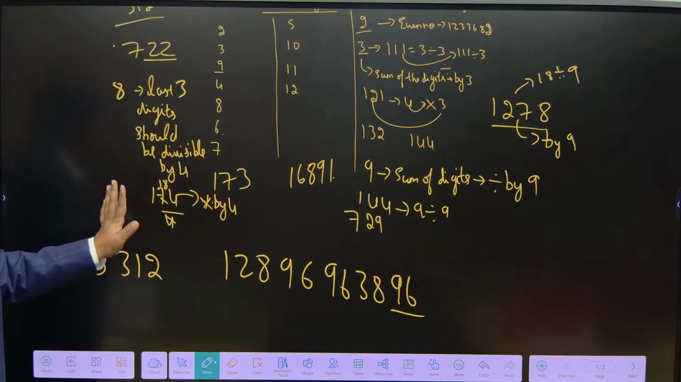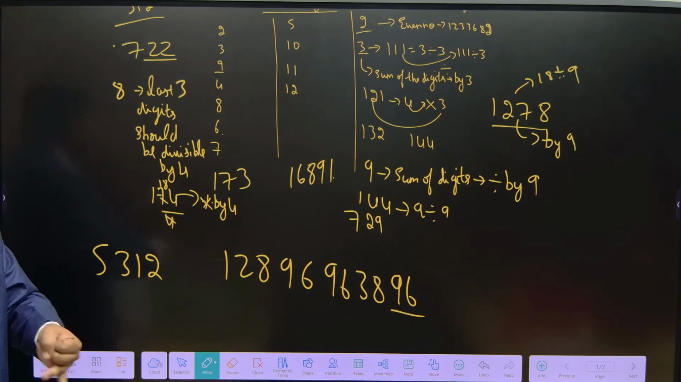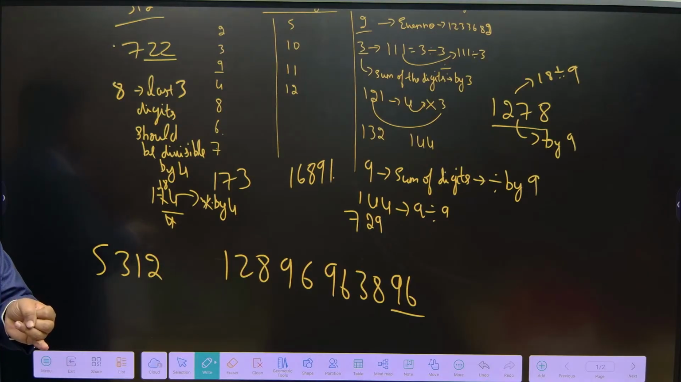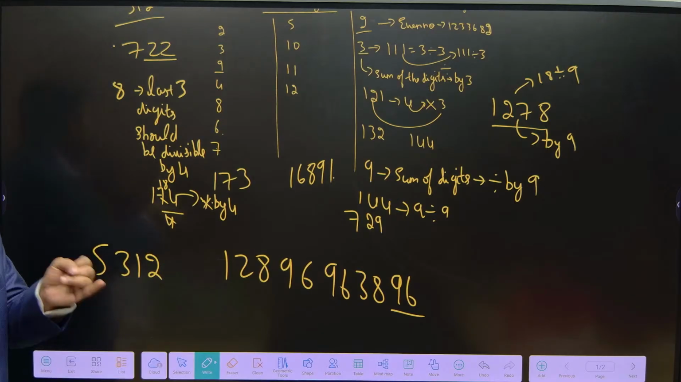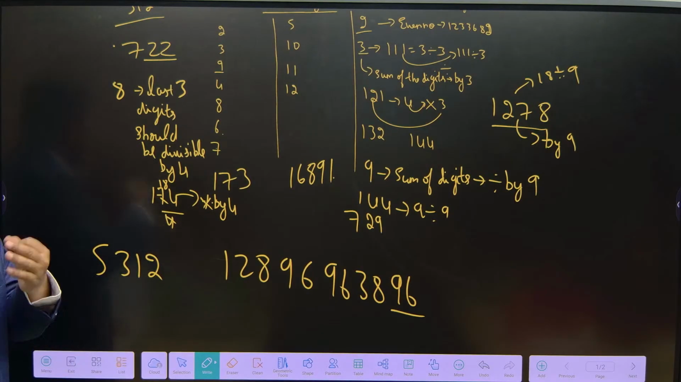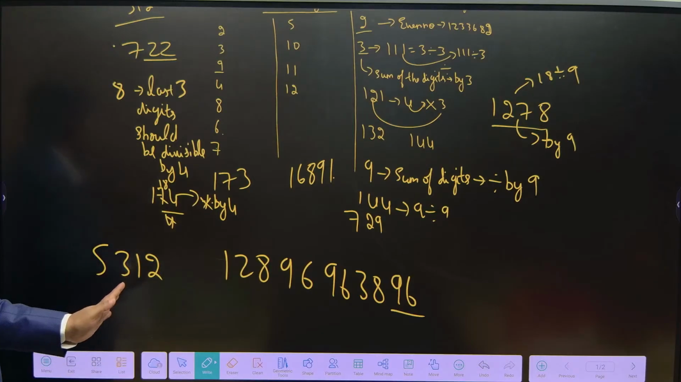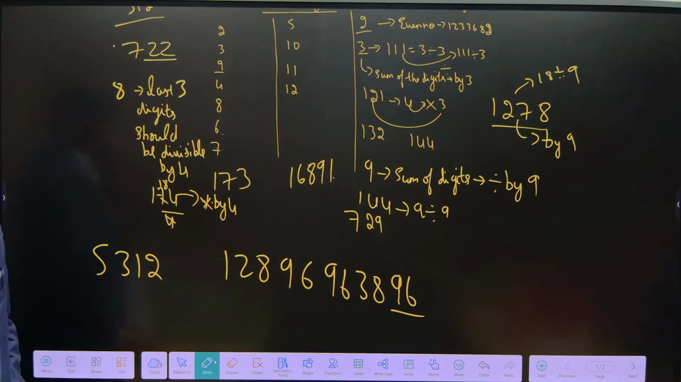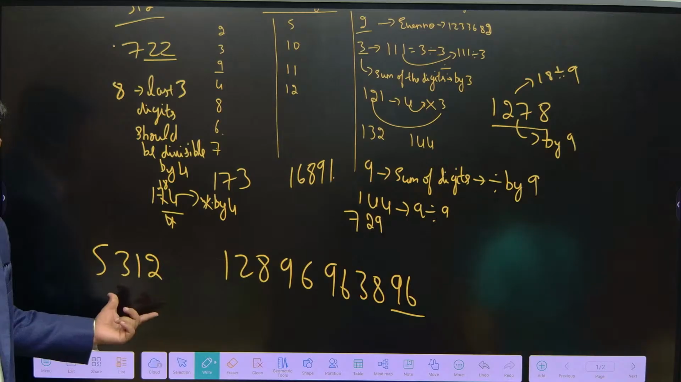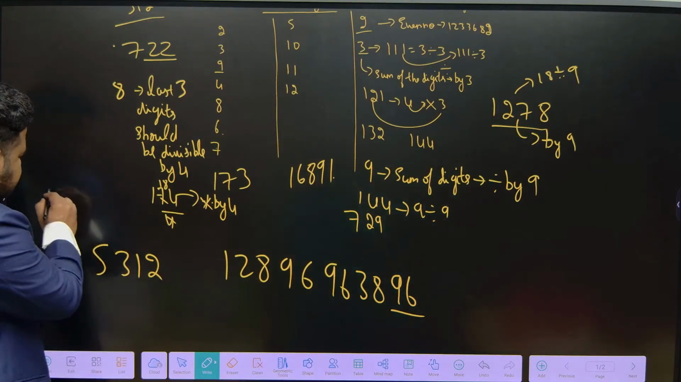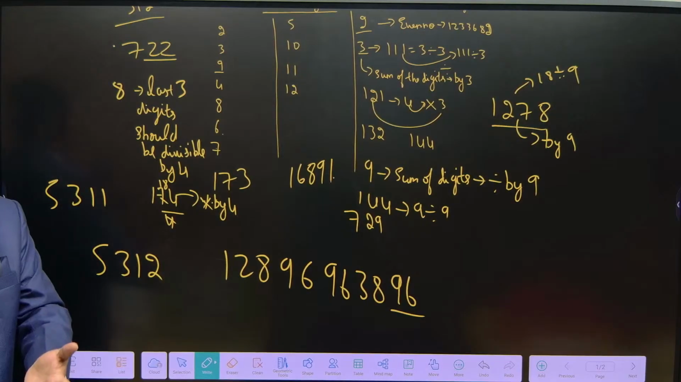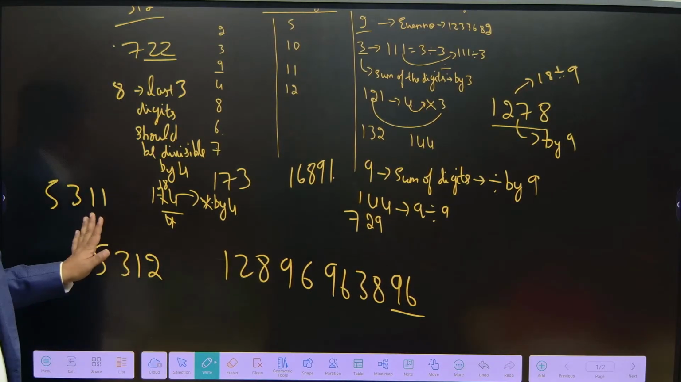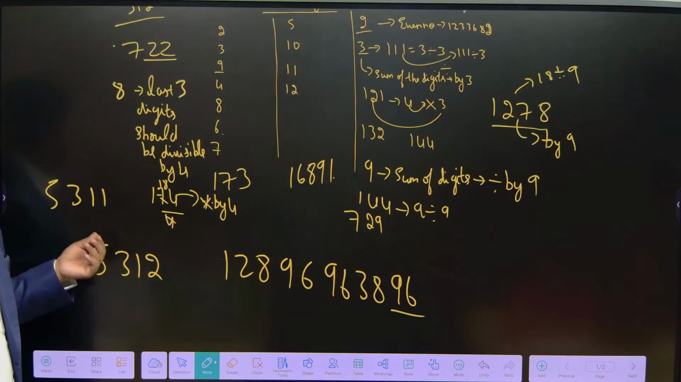Here also it should be an even number. See, 2 is a multiple of what? 4. Okay, 4 is a multiple of 8. So whenever you talk about 2, 4, 8, or 16, they all should be even numbers. First thing, they should be even numbers. So first of all, is it an even number? Yes. So let us check. Now suppose I had given 5311. If I ask whether it is divisible by 8, definitely it is not divisible by 8. No need to check at all, because it is an odd number.